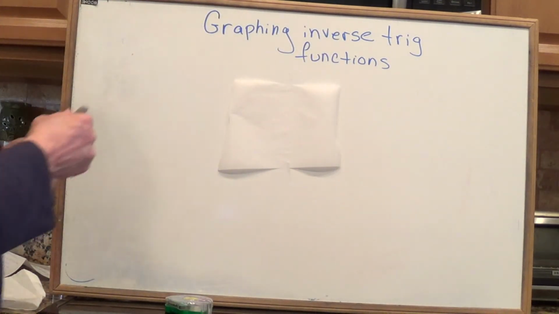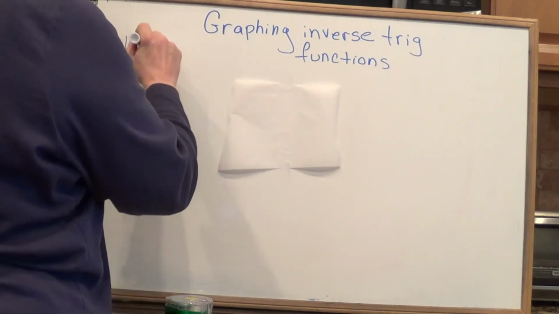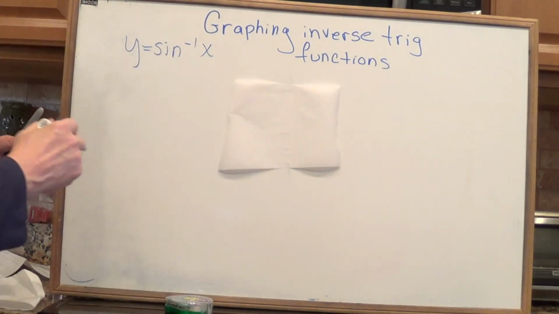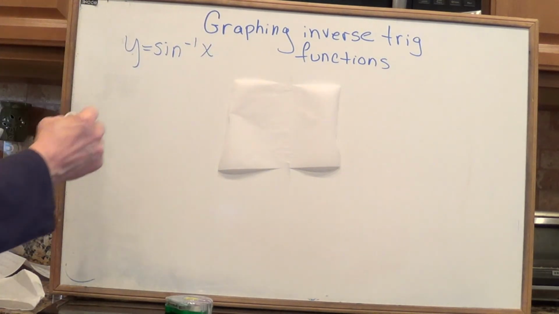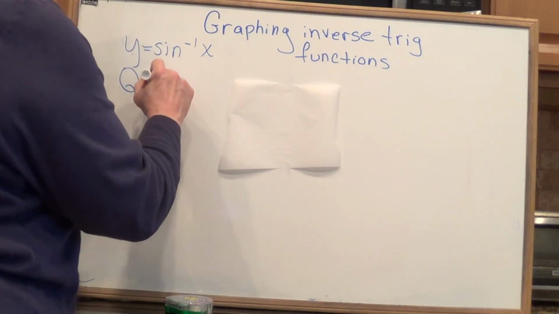All right, the first thing we're going to do is y equals arc sine. I'll write it like sine inverse of x. And you'll recall that we have restricted the sine inverse to quadrant 1 and quadrant 4.